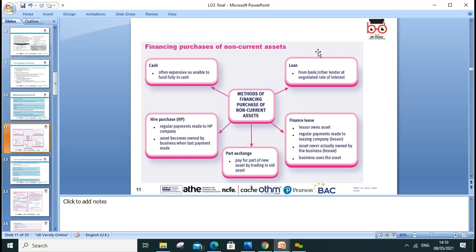Next, financing the purchase of the non-current asset. We can purchase the non-current asset in different ways, and always look at the tax implications as well. We can purchase an asset through cash, through a loan, through hire purchase, through part exchange, where you give the old asset and buy the new asset, and through finance lease. Each has a treatment, and it impacts our liability, our asset, or reduces our asset, because cash is also an asset, or we can replace one asset with another asset.